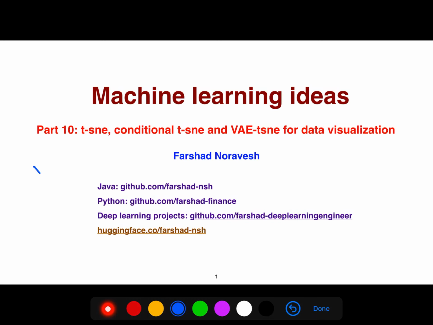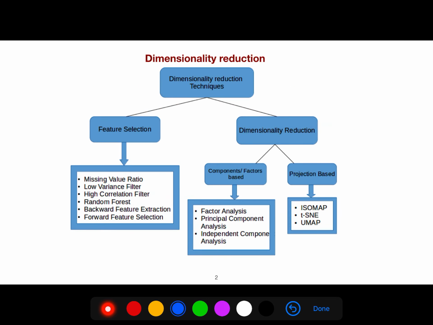In part 3, I explained SNE, and now I focus on t-SNE and its variants such as conditional t-SNE and variational autoencoder t-SNE, these two articles. So there are lots of ways you can classify dimension reduction techniques. And by the way, in my book, chapter Dimension Reduction for financial markets, I have explained different techniques for dimension reduction.